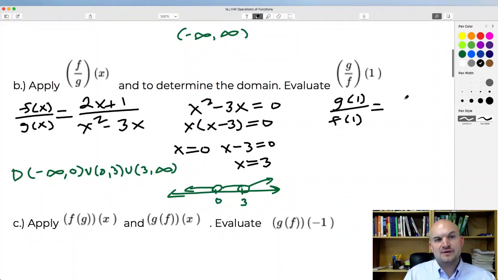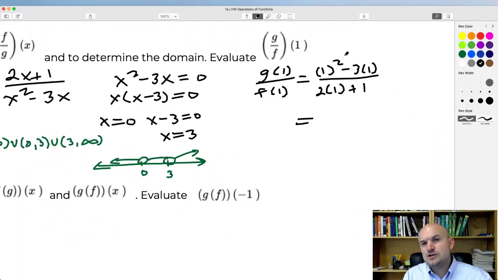So therefore that'd be 1 squared minus 3 times 1 over f of 1, which would be 2 times 1 plus 1. And let's do a little simplifying here. So 1 squared is 1 minus 3, so that's going to be negative 2. And then 2 times 1 is 2, plus 1 is going to be 3. So therefore you can see that g divided by f of 1 is negative 2/3.